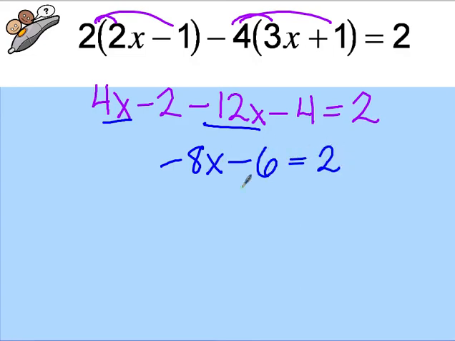Okay, what we need to do here is add 6. So I end up getting -8x equals 8. What I need to do now is divide by -8, so x equals -1. So for those that had +1, once again, you must have just missed a sign somewhere.